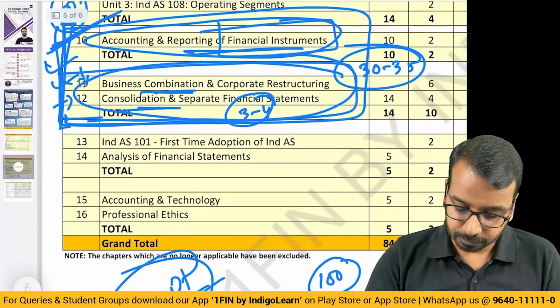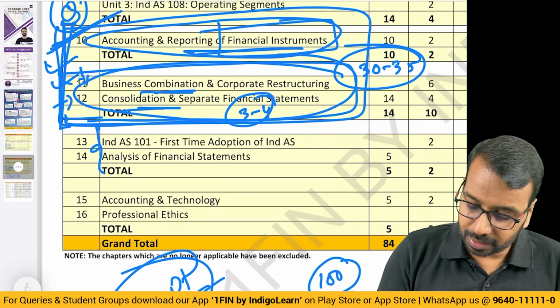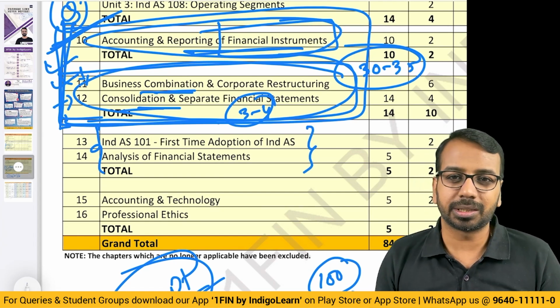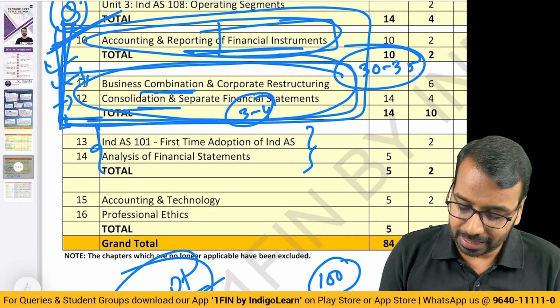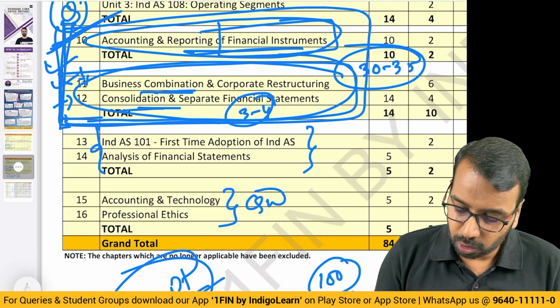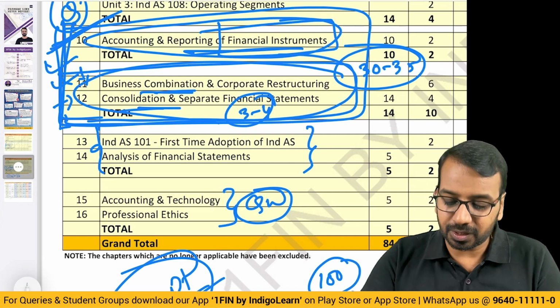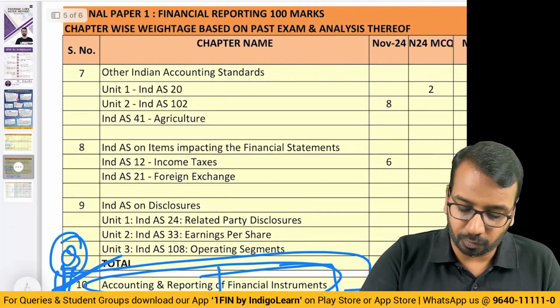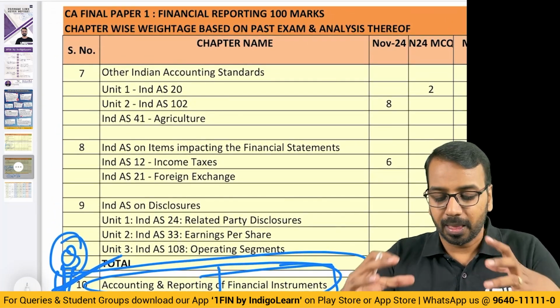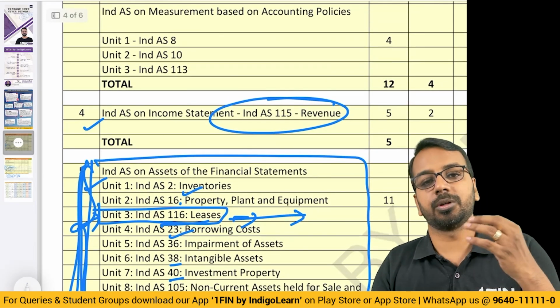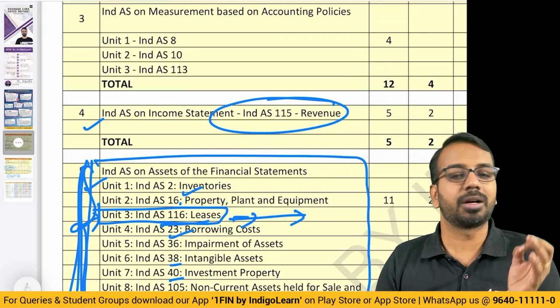Then first time adoption and analysis of financial statements, a simple and straightforward chapter, again highly scoring. And for this you just go through the questions given in the study material. That will be more than sufficient. After that, the remaining time you can dedicate to the remaining chapters. Okay, this will ensure that you have comprehensively covered your study or revision of financial reporting.